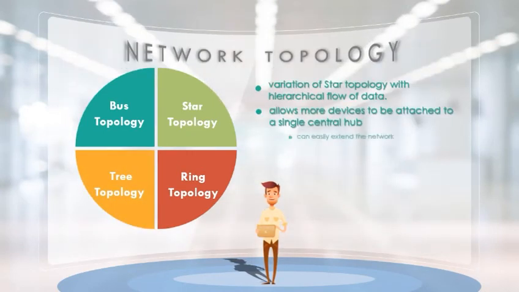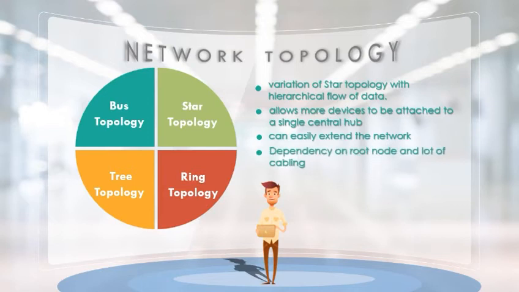It's a variation of star topology, or a variation of bus topology. Both ways we can say that it's a variation of bus or star topology. It allows more devices to be attached to a single central hub. We have already learned about decision trees like that.